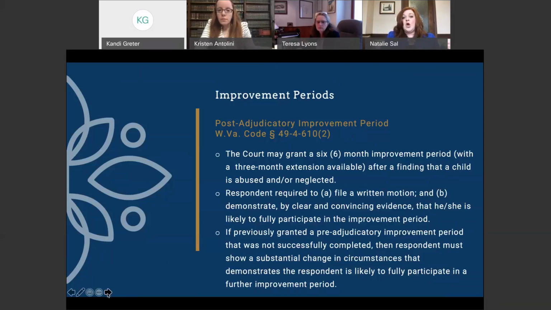They've got one more hurdle to overcome to be granted a post-adjudicatory improvement period. Specifically, they have to show a substantial change in circumstances to be able to get a post-adjudicatory improvement period if they've already had a 3-month improvement period prior to adjudication.